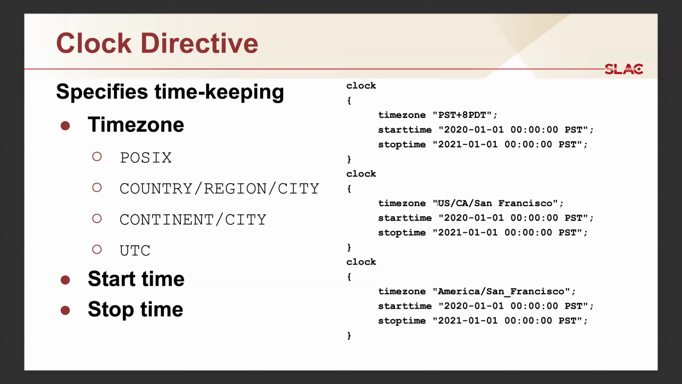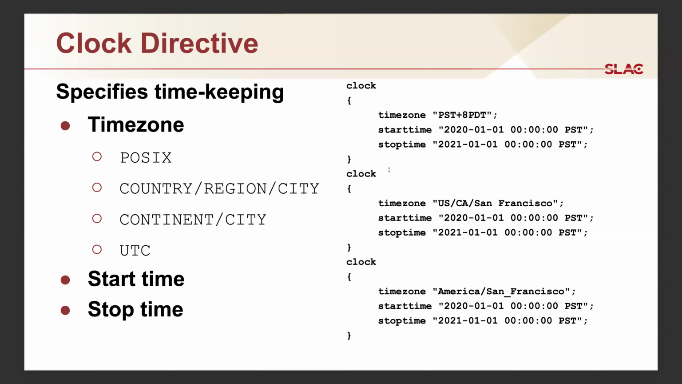Alternatively, though, you can also specify it in terms of country, region, and city, or continent and city. So these are two different specifications that are also supported for determining the time zone. Otherwise, the start and stop times are always defined in the ISO format, so year, month, day, hour, minute, second, and time zone according to the POSIX time zone specification.